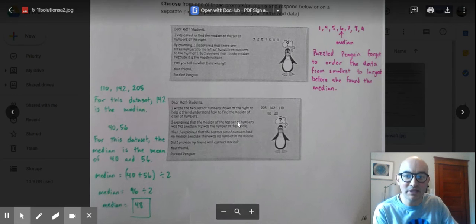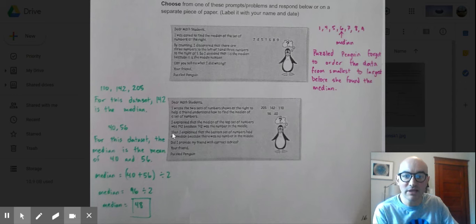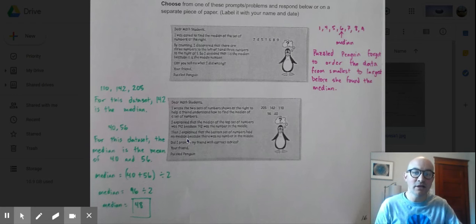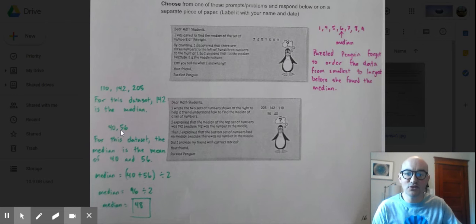I explained that the median of the top set was 140. Oops, excuse me. We're down here where it says, then I explained that the bottom set of numbers had no median because there was no number in the middle. That is incorrect. We can always find a median with any data set, any set of values. It's fairly straightforward. Here we have the 2 numbers, 40 and 56. We're looking for the number that is in the middle. Of course, in this case, it's not clear what number falls exactly in between 40 and 56, but we have a method to find that out.